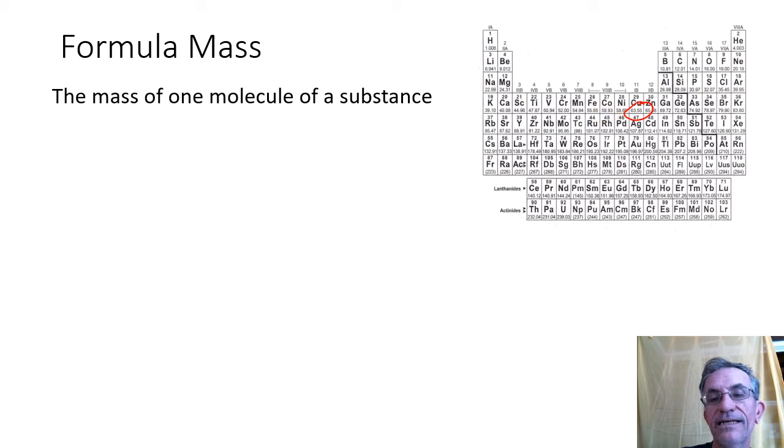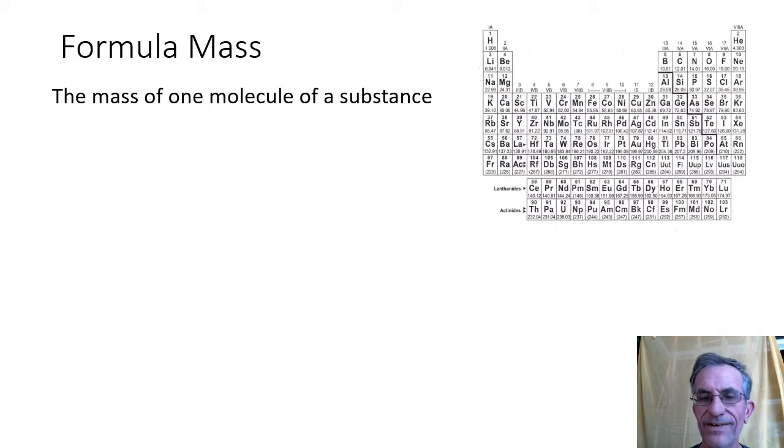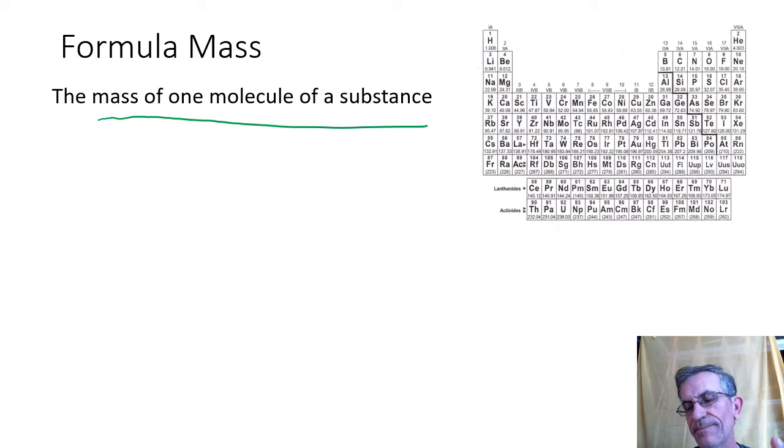Now, what we're going to look at in the last part of lecture 11 is, how much does a compound weigh? When we talk about the weight of a compound, usually what we call it is the formula mass. So the formula mass is the weight of one molecule of a substance. Compounds are usually made up of molecules. So what does one molecule weigh? How are we going to figure that out? We're just going to add the weights of the atoms together. So let's do a couple of examples here.